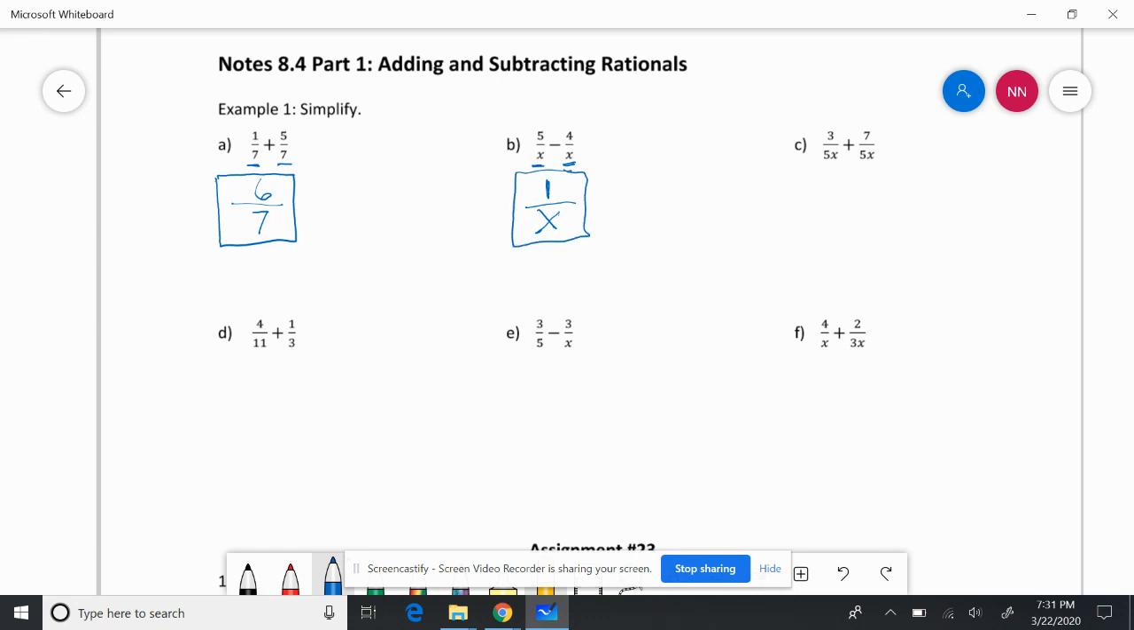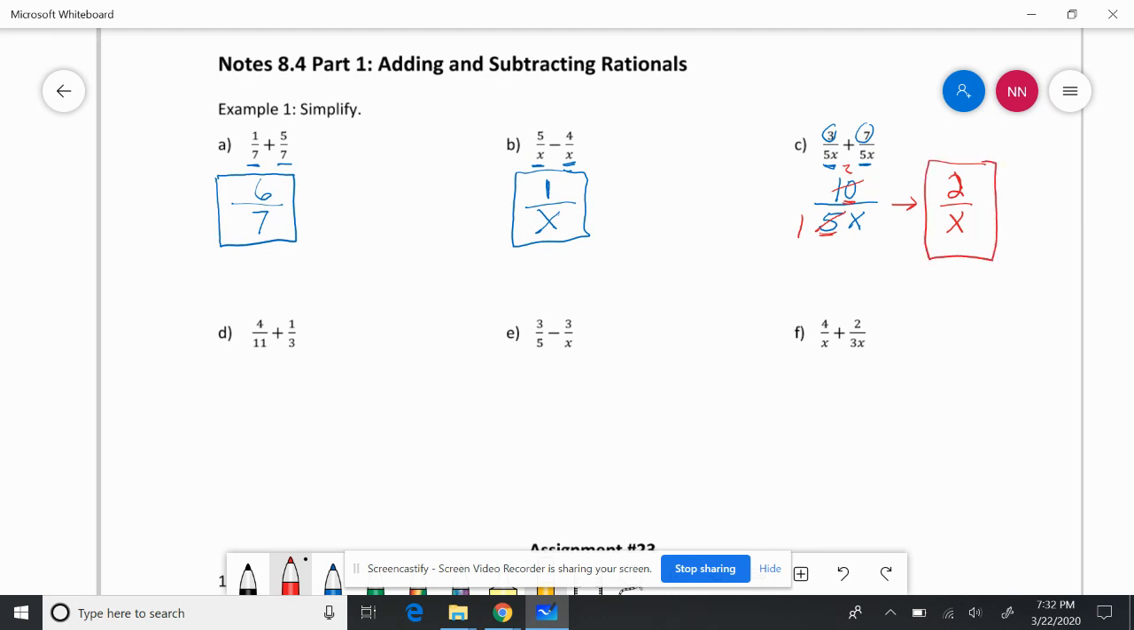Now, looking at letter C, we're going to do the same thing. We see that we have a common denominator. The denominator is 5x. So when our denominator is the same, we're going to put the denominator on the bottom. And what we're going to do is we're going to add the numerators. We add the 3 plus the 7. That gives us 10. Now, this one's a little bit more challenging because when you're looking at the numbers, we notice that the 10 and the 5 can actually be reduced. So if we reduce this, this becomes a 1, this becomes a 2. Our answer is 2 over x.